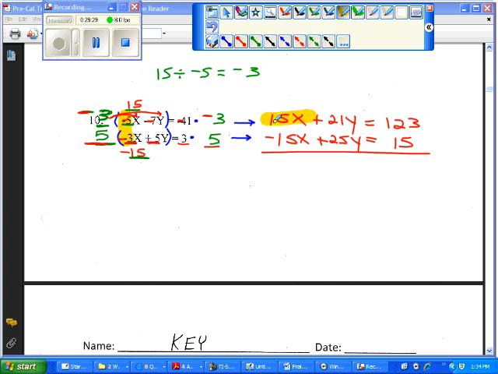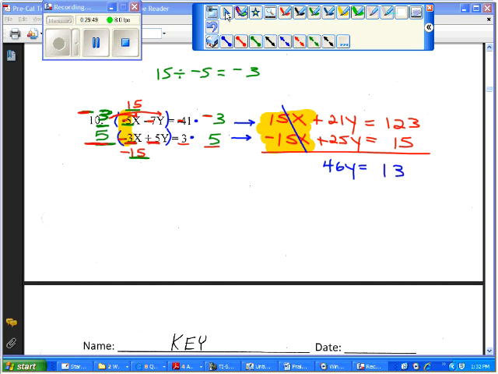We just created additive inverse x's. So now when we cancel, we will have eliminated, hence the elimination method, the x's. 21 and 25 is 46y. It's equal to 123 and 15 is 138. Undo multiplication by division to solve for y. Y equals 3.